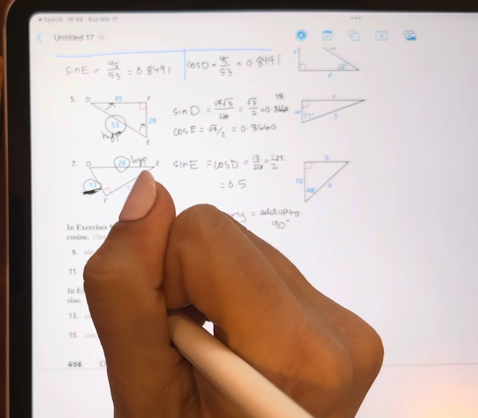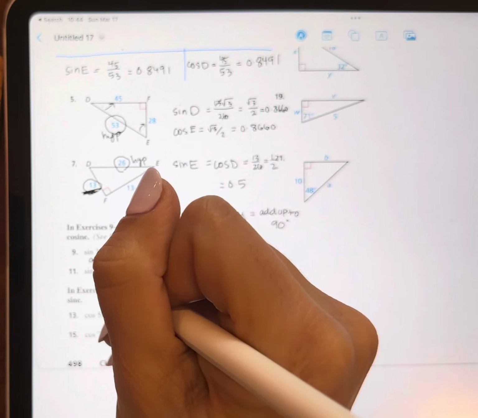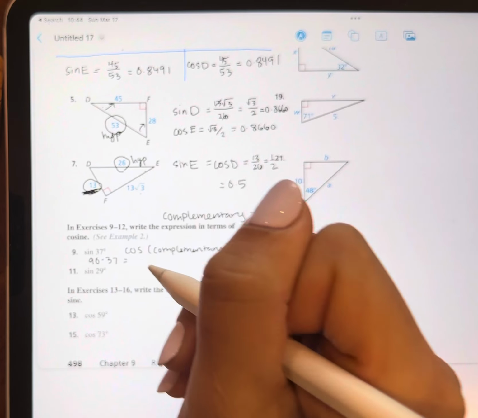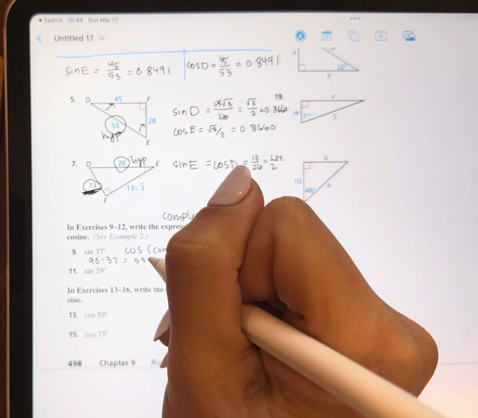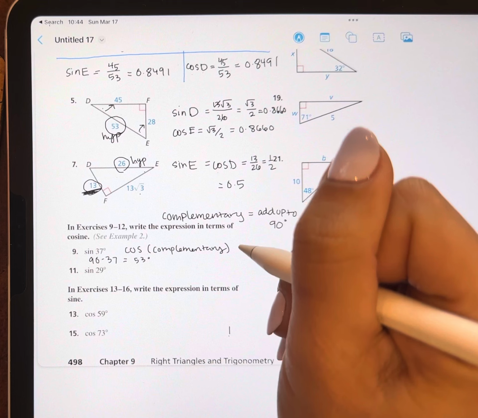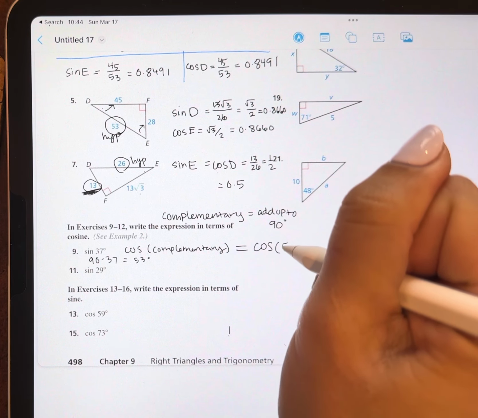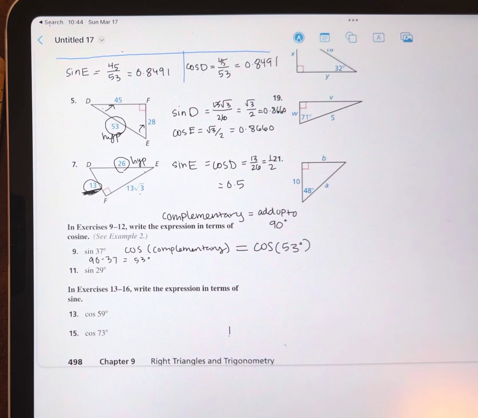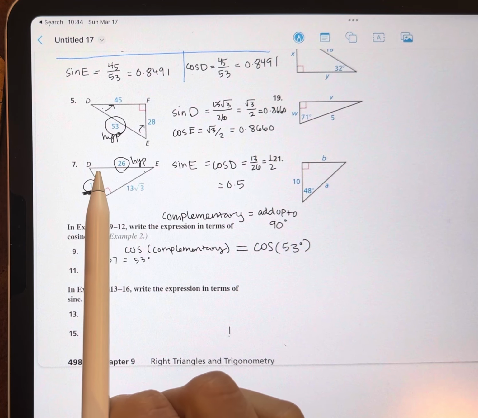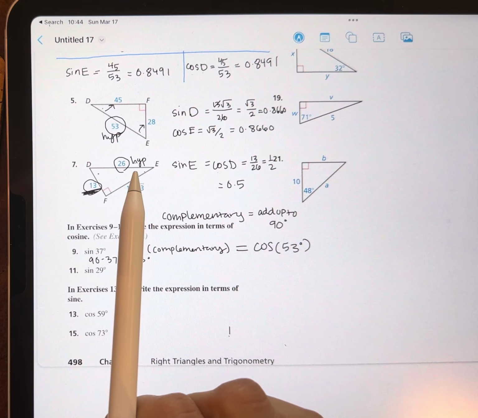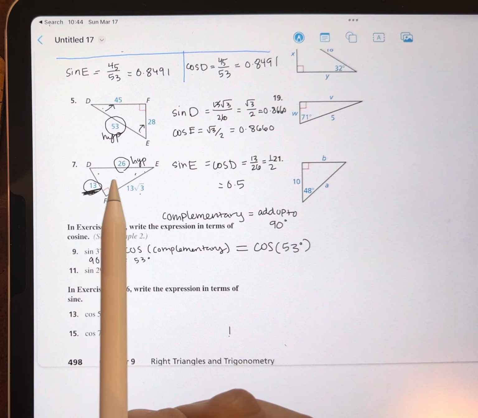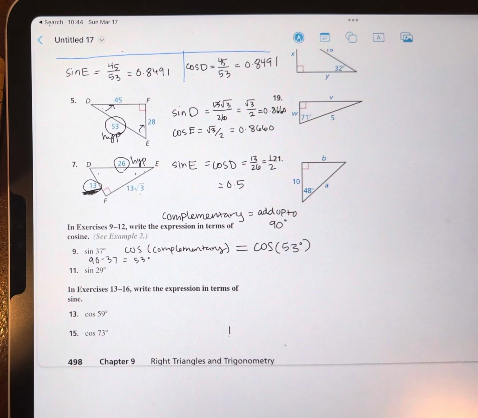So to get the complementary angle to 37, I have to go 90 minus 37. That's equal to 53. So sine of 37 is the same as cosine of 53. It'd be the same as if there was a 37-degree angle here and a 53-degree angle there. The sine of this guy would be the same as the cosine of that guy.